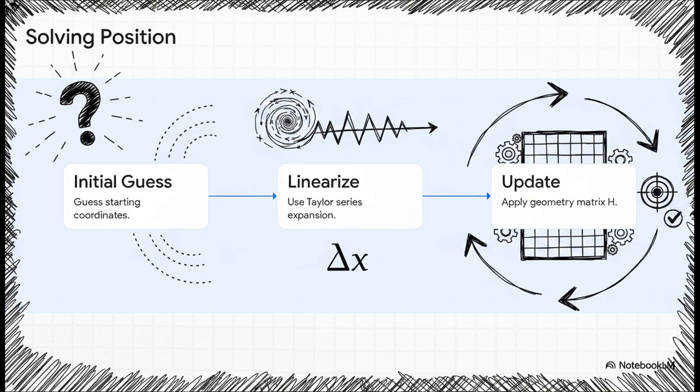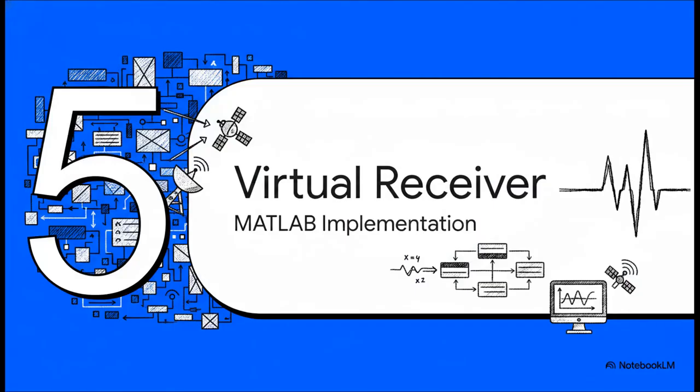We can translate this from dense Taylor series math into a brilliant plain English system of just, well, smart guessing and refining. Step 1. The receiver makes a wild but educated initial guess of where it might be. Step 2. It linearizes that terrifying equation we just looked at using a Taylor series expansion around that initial guess. And step 3. It calculates an update vector, delta x, using what's called an H-geometry matrix. Basically, it guesses, checks the math, figures out the error, mathematically updates the guess, and repeats that whole process until it absolutely nails it.